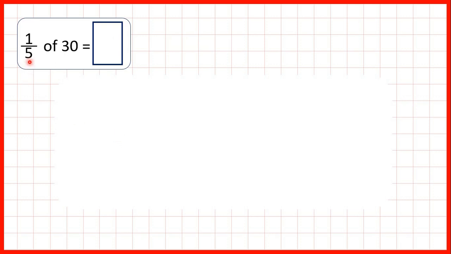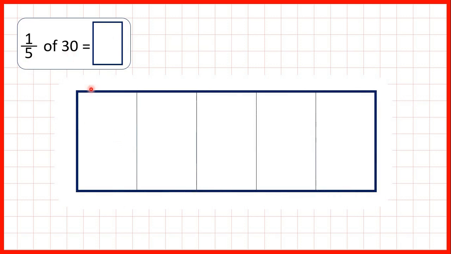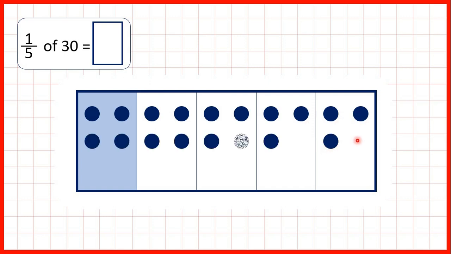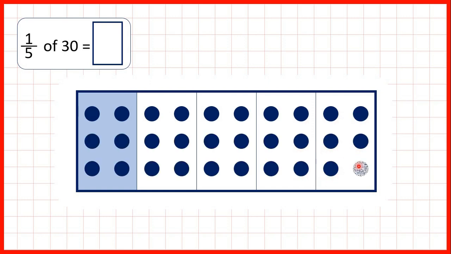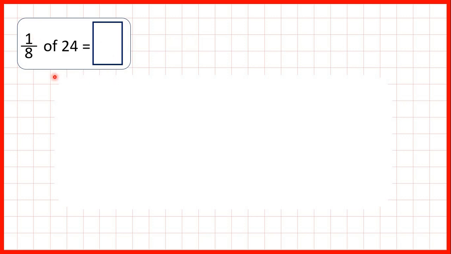Next, we had to find 1/5 of 30. So we can show 1/5, and if we share out 30 counters, so that's 5, 10, 15, 20, 25, 30, you can see that we have 6 counters in each of our fifths. So we got our answer by dividing 30 by 5 to get 6. That told us how many counters were in each of our fifths, and because we were only finding 1/5, our answer was 6.